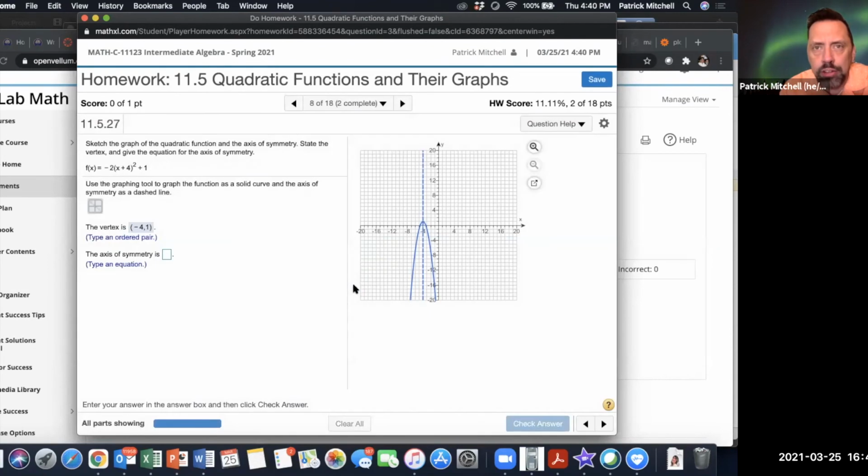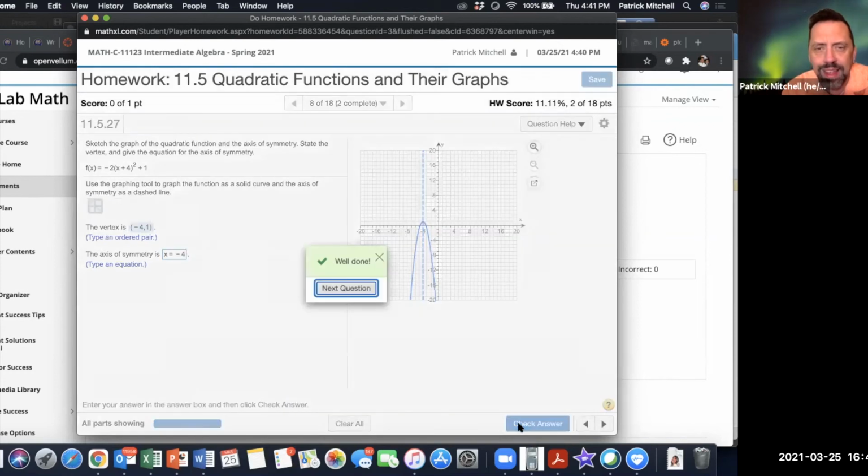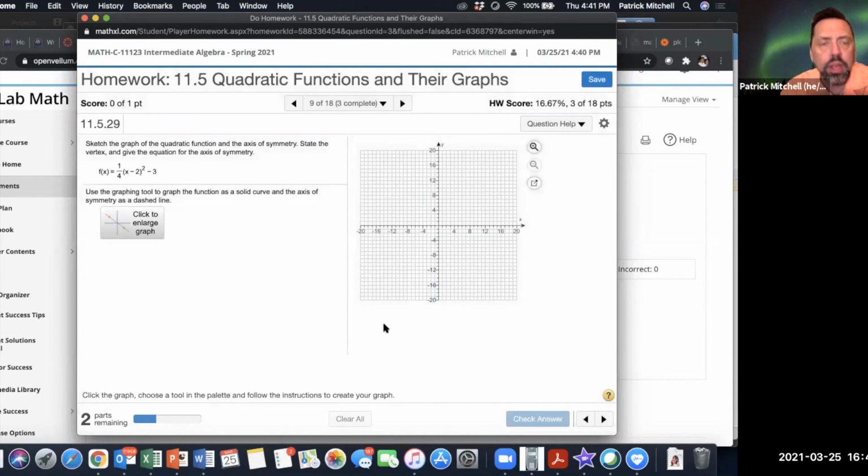And what's the equation of the axis of symmetry? It's x equals -4. All right. So now for our last example, let's look at f of x equals 1/4 (x minus 2) squared minus 3. Switching over to the tablet.